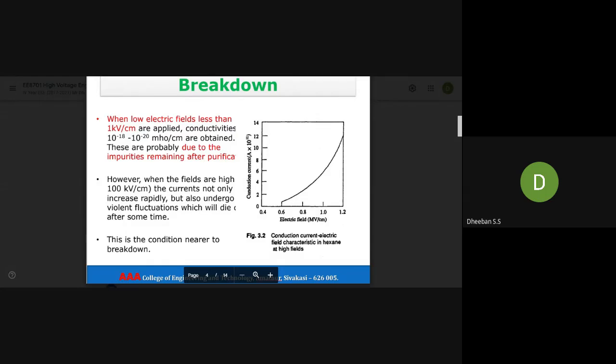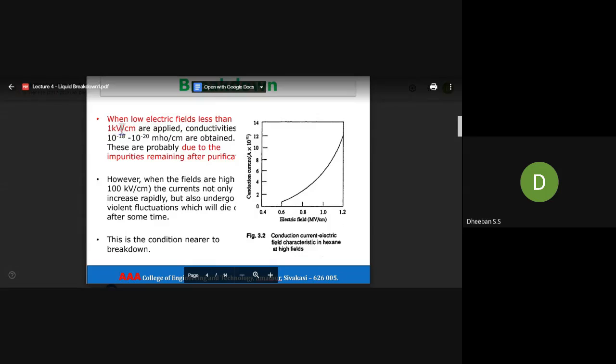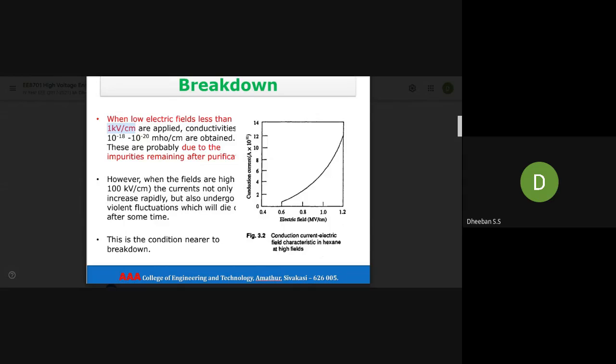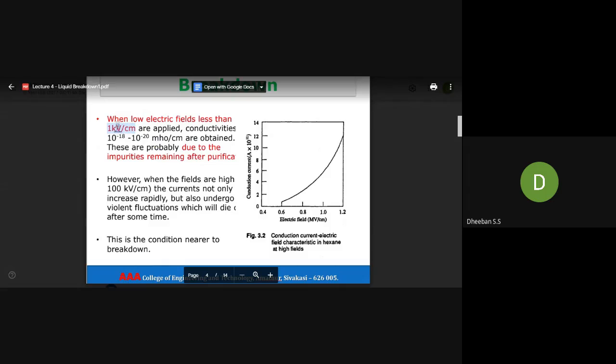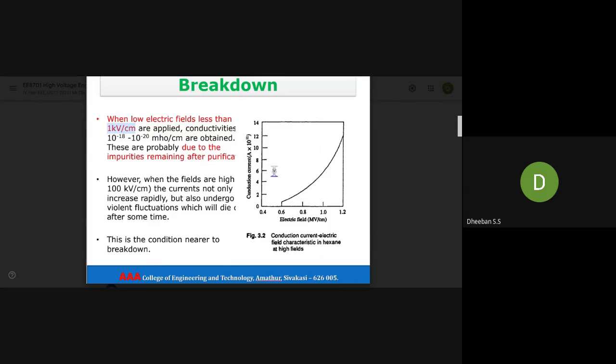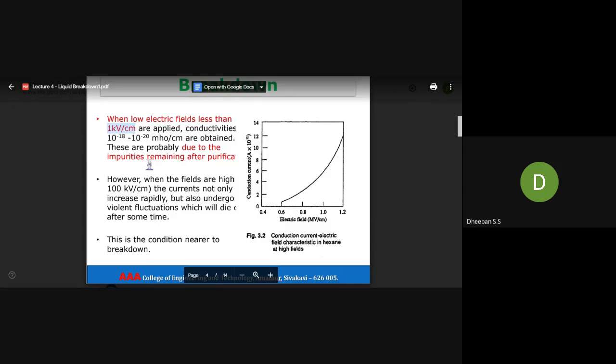Here what you have to see is the value for 1 centimeter. You take a jar of 1 centimeter and pour the pure liquid inside it. If you apply 1 kilovolt, then conduction in the pure liquid is possible. So they have taken a minimum threshold limit of 1 kilovolt per centimeter, and if you apply over that, your pure liquid will also be able to discharge. The conductivity will be of a very small value only.